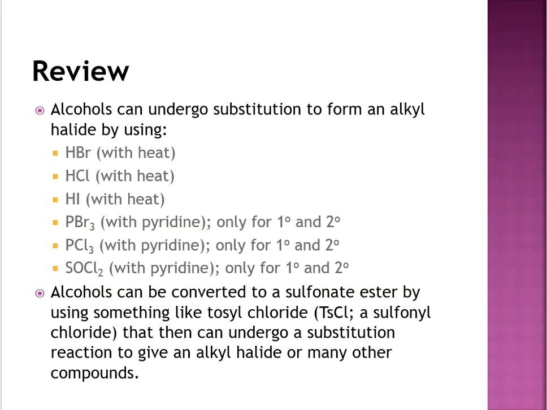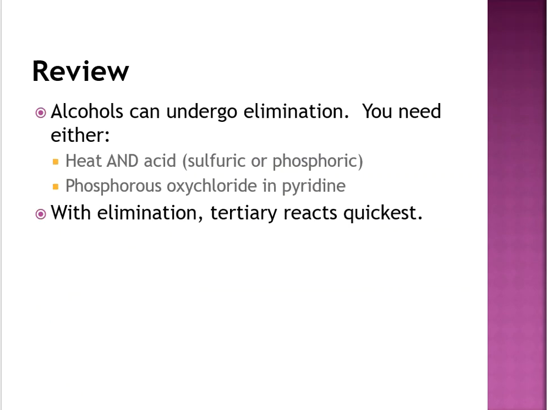We also talked about these alcohols that can be converted to a sulfonate ester by using things like tosyl chloride. And that will eventually go and give you a substitution reaction. A good leaving group goes on. And now we finished up elimination. 2 major forms: heat and acid, or phosphorus oxychloride in pyridine. And here, tertiaries are great. Tertiaries work the best as far as elimination goes.